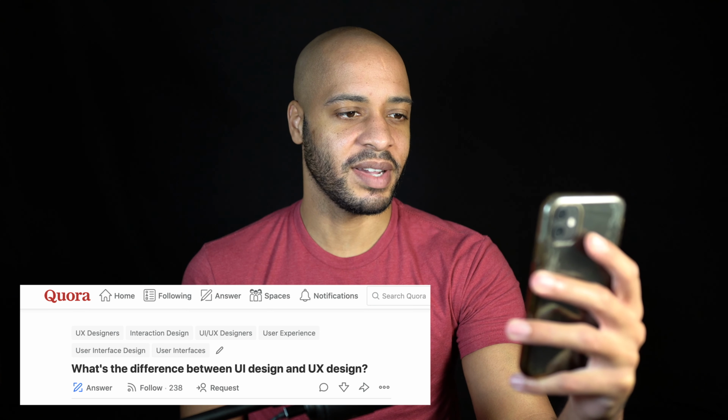And number 10, what's the difference between UI design and UX design? This might be the most commonly asked question related to UX design. UI stands for user interface and UX stands for user experience. Broadly speaking, the UI is the look and feel of the product, and the UX is a sort of high-level system of how the components of the UI interconnect.